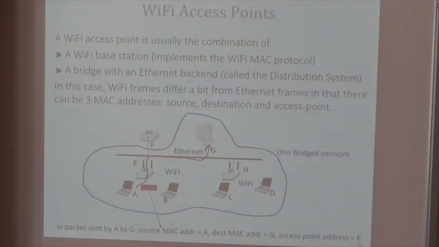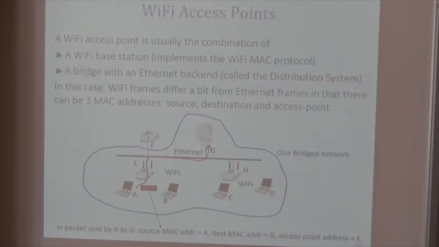Very often you interconnect them with bridges, which means that the Wi-Fi antennas are connected to an Ethernet, and multiple Wi-Fi antennas can be connected to the Ethernet. In order to support this, the Wi-Fi packet format is a bit different from the Ethernet packet format. Essentially, the main difference is that in Wi-Fi packets, you have up to 4 MAC addresses.